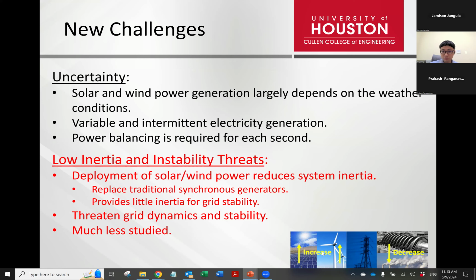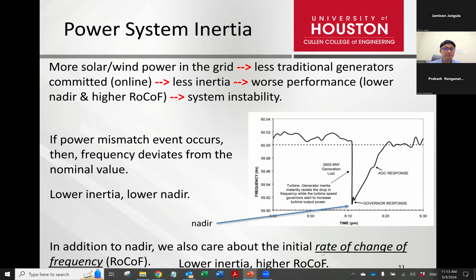So this presentation provides a solution to address this low inertia challenge. This challenge would affect different categories of power system stability. In our presentation, we will focus on frequency stability. So I will explain what would happen if there is a large disturbance.